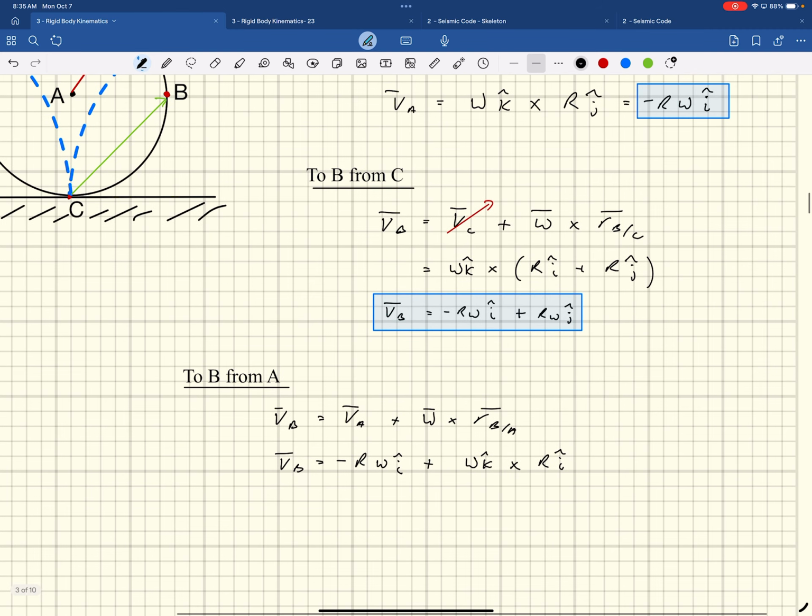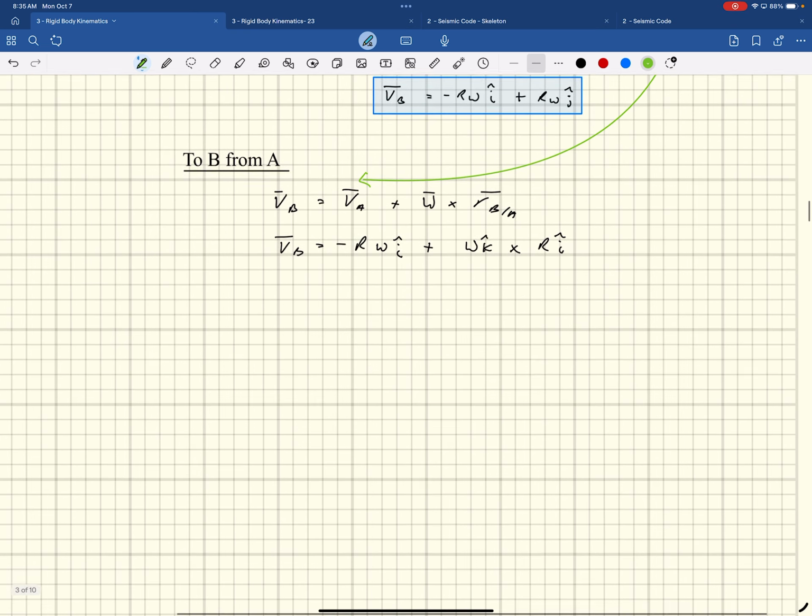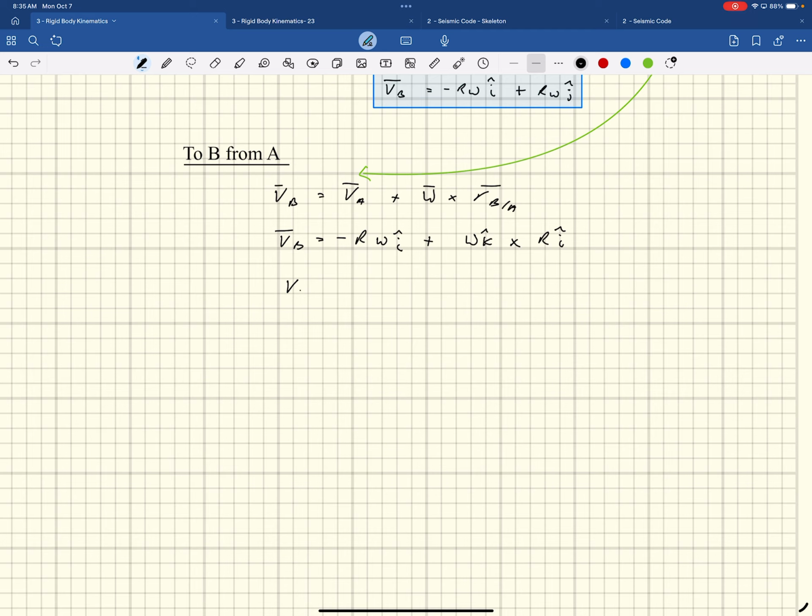Okay, VA, what we found out, it's up here. So you just put that in, because that's now a known. And then we do omega in the K crossed with R in the I, which is just R in the I direction. And so a K crossed with an I gives us a positive J. So same answer. VB is equal to negative R omega in the I plus R omega in the J.